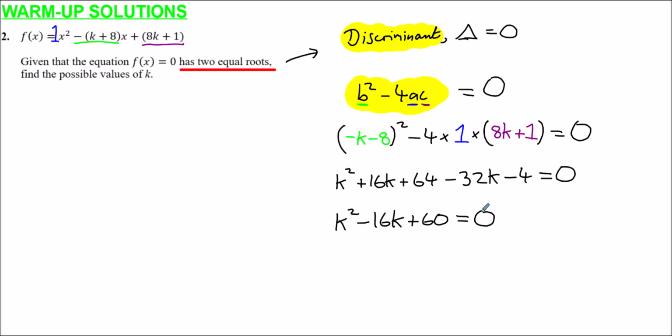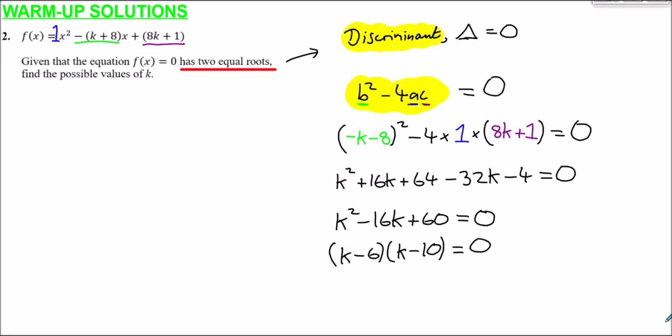At this stage, you might want to use your calculator to get the solutions directly. What you could do, though, is actually factorise this. I need two numbers that multiply to 60 and add to minus 16. With a bit of thinking, you should hopefully see that those numbers are minus 6 and minus 10. So (k minus 6)(k minus 10) equals 0.